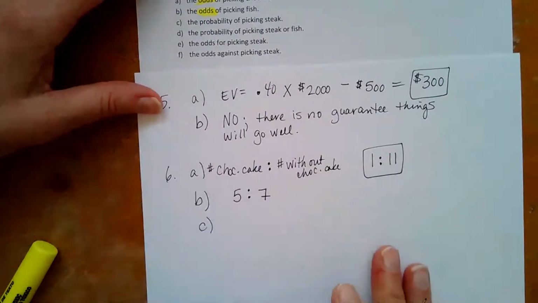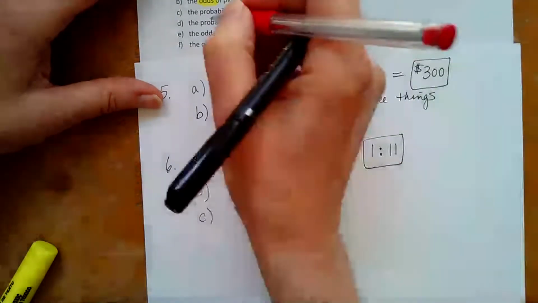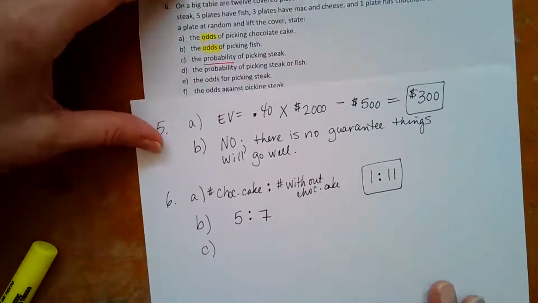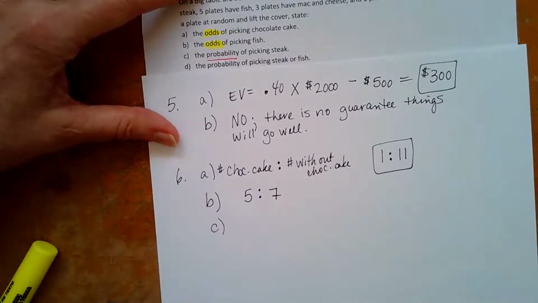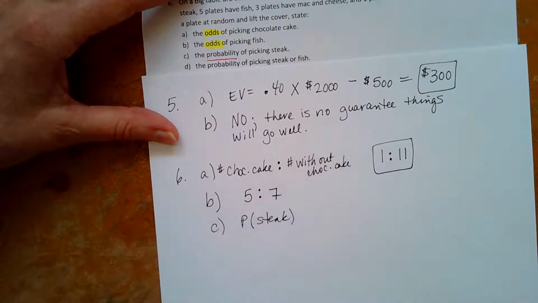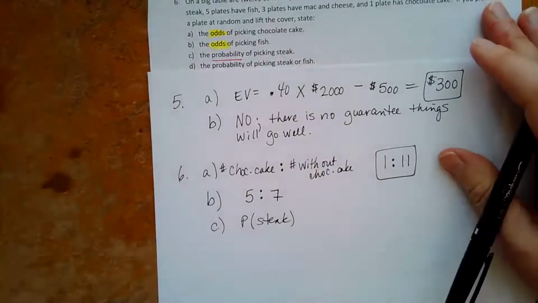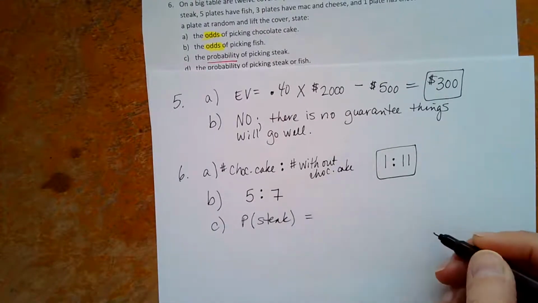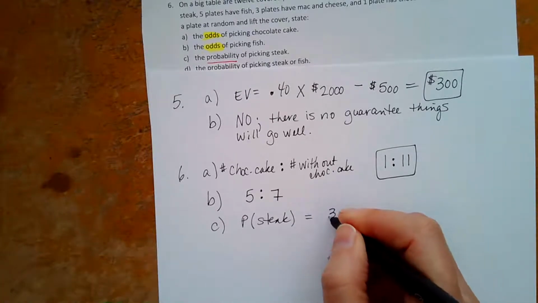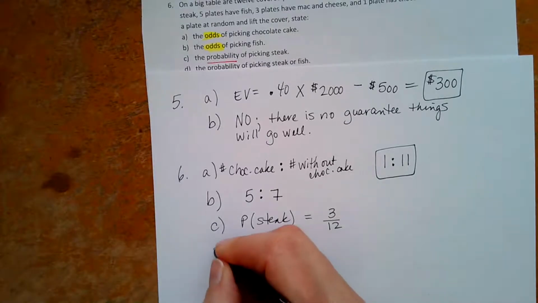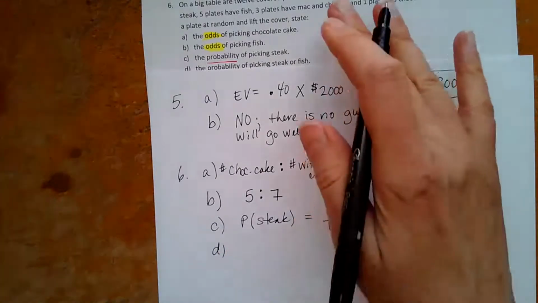Part C, the probability. Okay, now notice they flipped to probability. So train your eyes to notice when they flip-flop back and forth. So I just underlined the probability. The probability of picking steak. And I always record my answers for probability using the capital P and whatever I'm looking for. So therefore, that also kind of nudges my brain into saying, okay, I have to answer in fraction form, right? So how many have steak? 3 plates have steak. There's 12 altogether. Okay, 3 12ths.